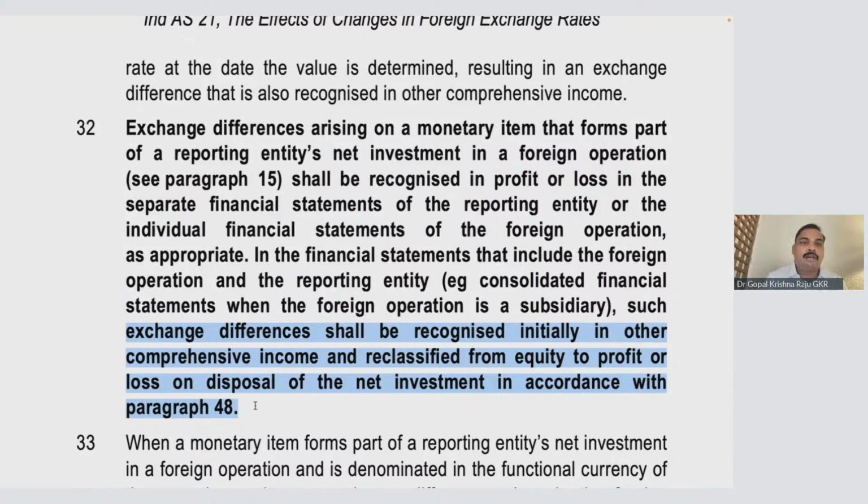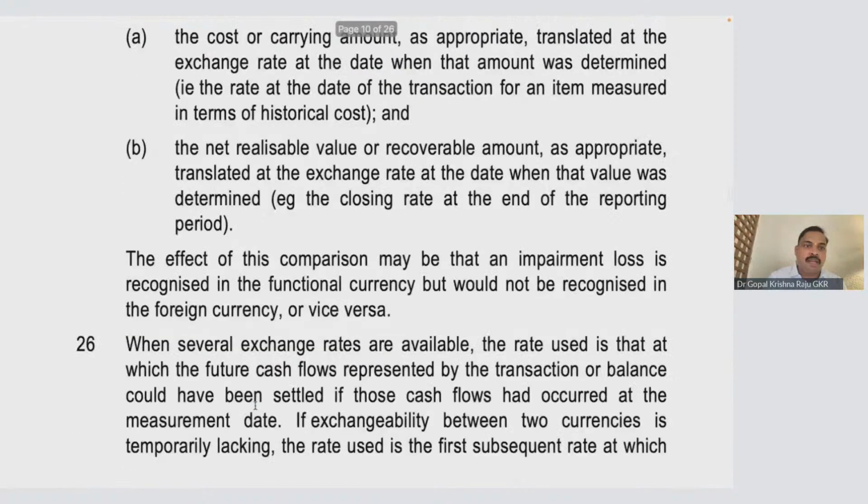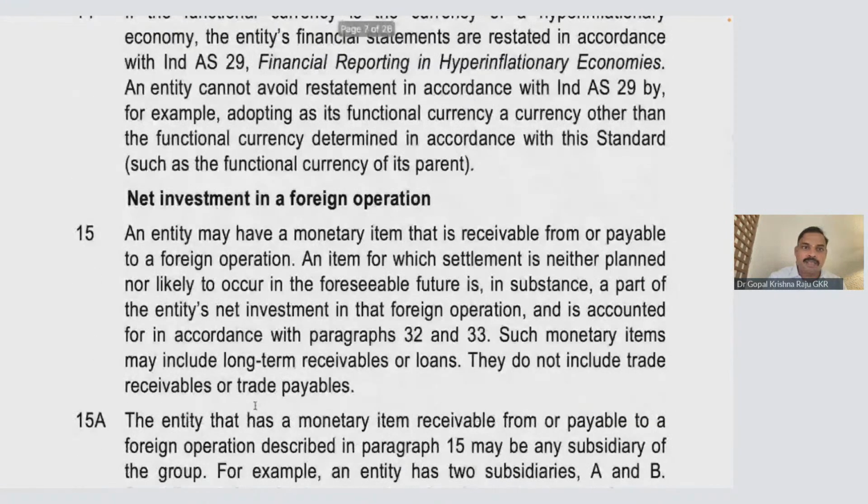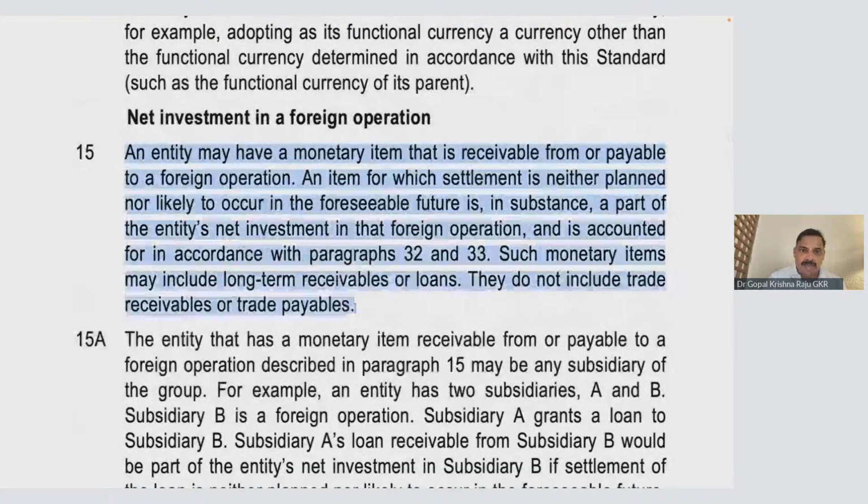Okay, so let me now take you to para number 15. Look at para 15. Net investment in foreign operations. An entity may have a monetary item that is receivable from or payable to a foreign operation. Now, what is meant by this? You have invested money in a Singapore company. So you show it as an investment. Investment is actually a receivable only. That money is to be received.